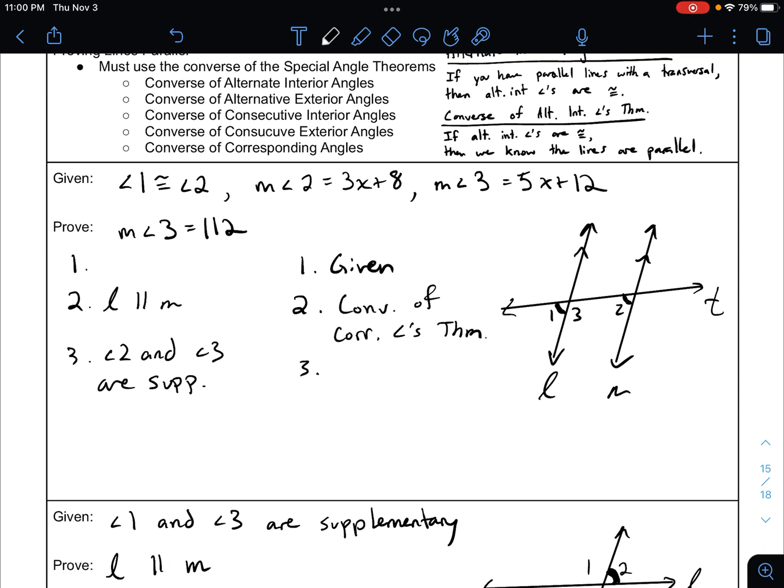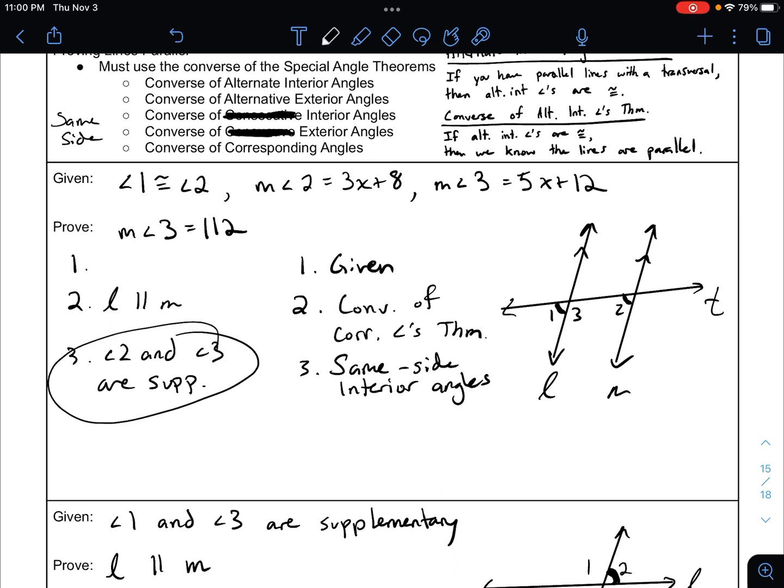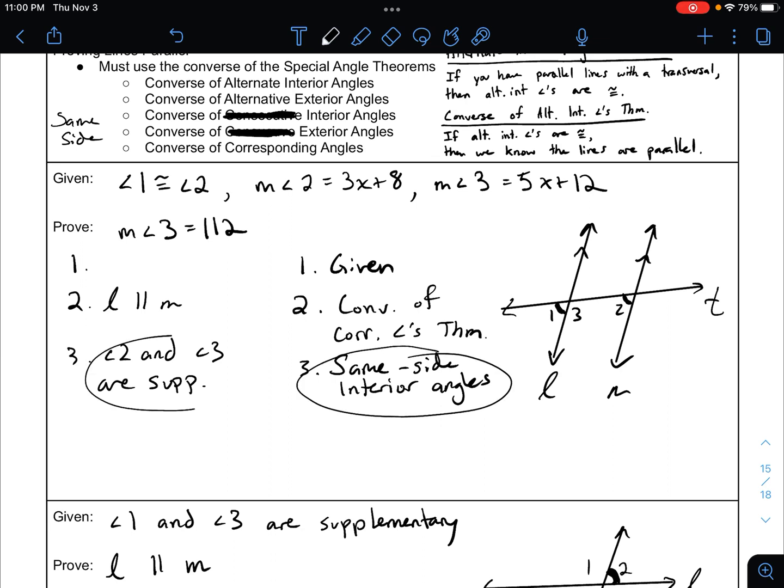We know that they are supplementary because they are what kind of angles? They are same side interior. So again, we're not using consecutive here, we're using same side interior. So you can change that up there. That's same side interior, same side exterior. Those are same side interior angles. It's tempting to say that they add up to 180 already at this step, but we can't say that yet. All we know is that same side interior angles are supplementary.